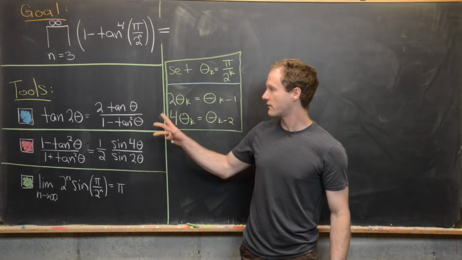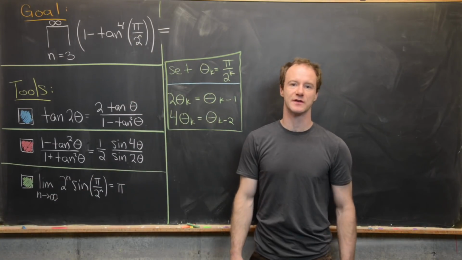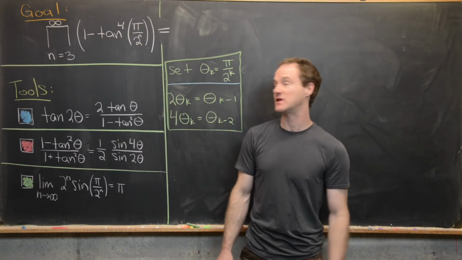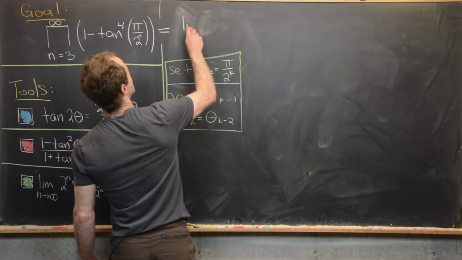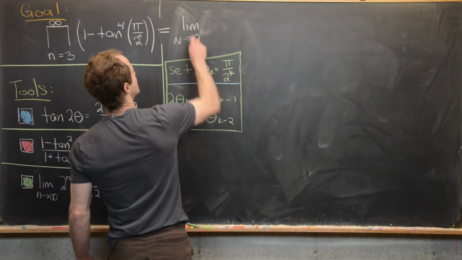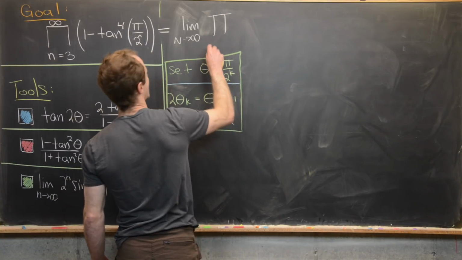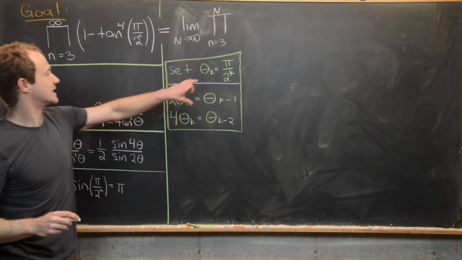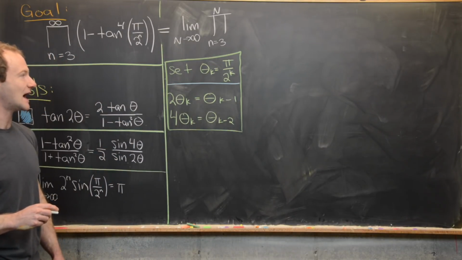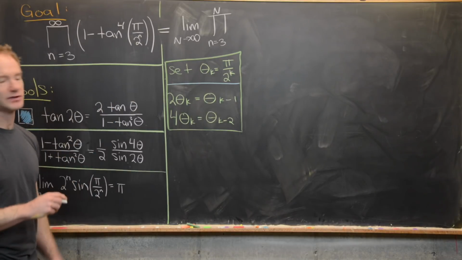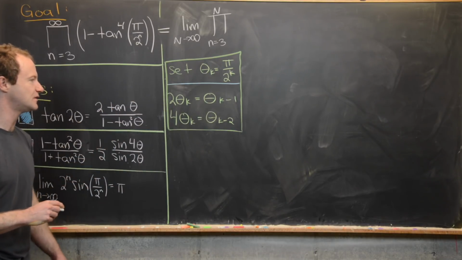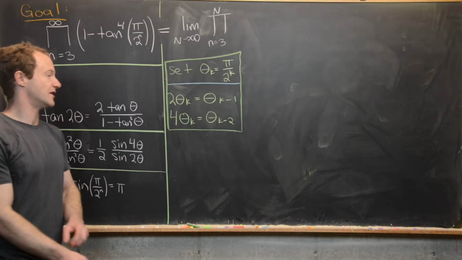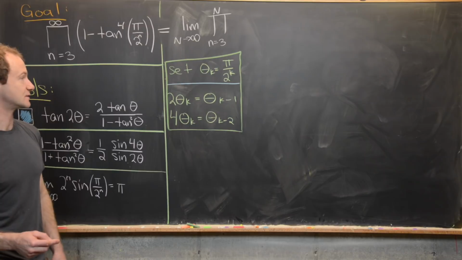Okay, so now that we've got all of our tools developed, we're ready to tackle this product. So we're going to use the definition of an infinite product as the limit of the partial products. I'm going to write this as the limit of capital N tending towards infinity of the product of little n going from 3 to capital N. And then I'm also going to set theta sub k equal to pi over 2 to the k, just for simplicity. Notice that that implies that 2 theta k equals theta k minus 1 and 4 theta k is equal to theta k minus 2. We'll probably need that as we move forward.